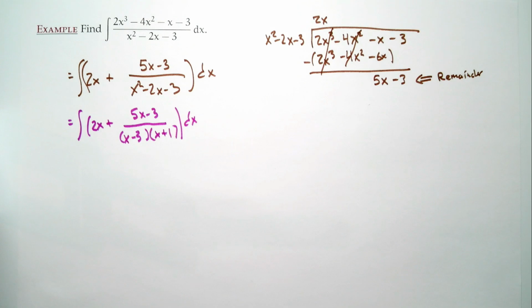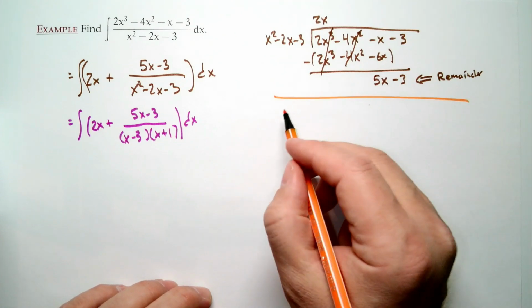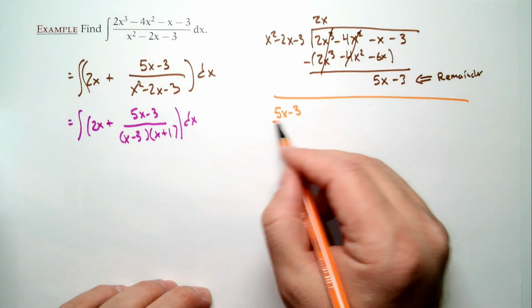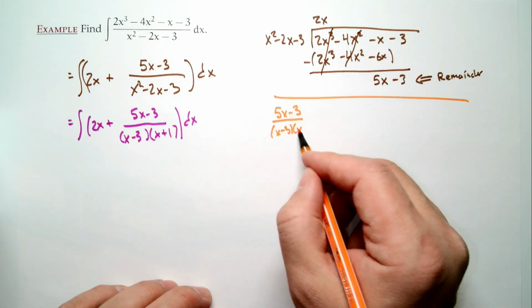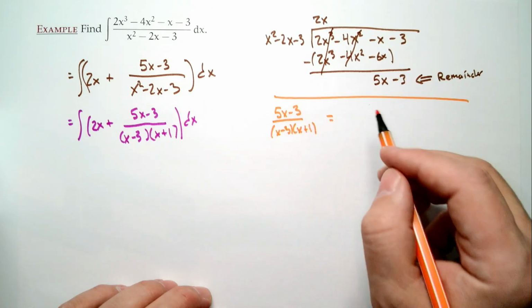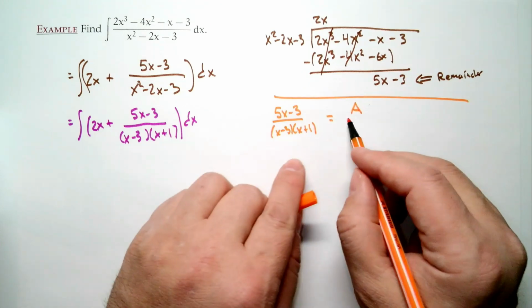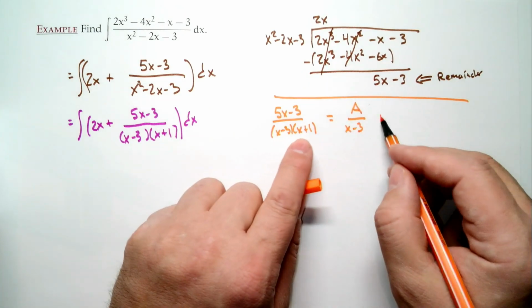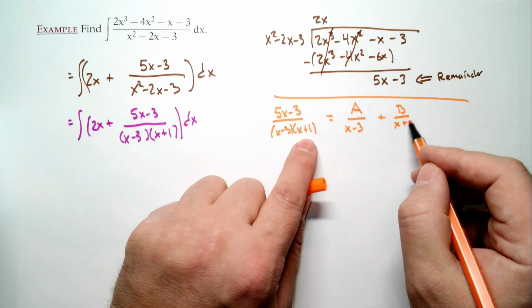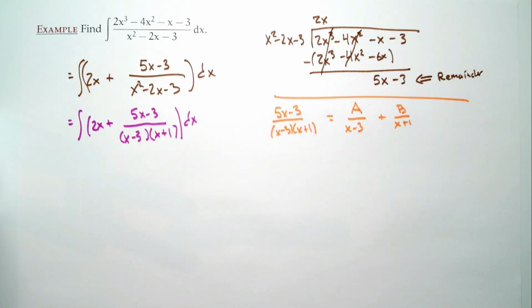All right. Now we're going to pause our integration for a second and do some work on the side. So the work on the side is the algebra. And that algebra is what we're calling our partial fractions. So now for our side work. We want to take 5x minus 3 over x minus 3 times x plus 1, and we're going to write it as something over x minus 3, so I've taken my x minus 3 part, plus something over x plus 1. All right, so that says partial fractions. We can rewrite it in that way.